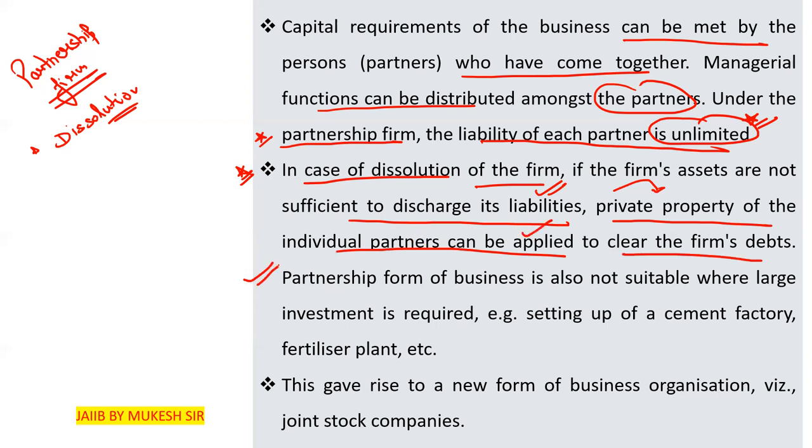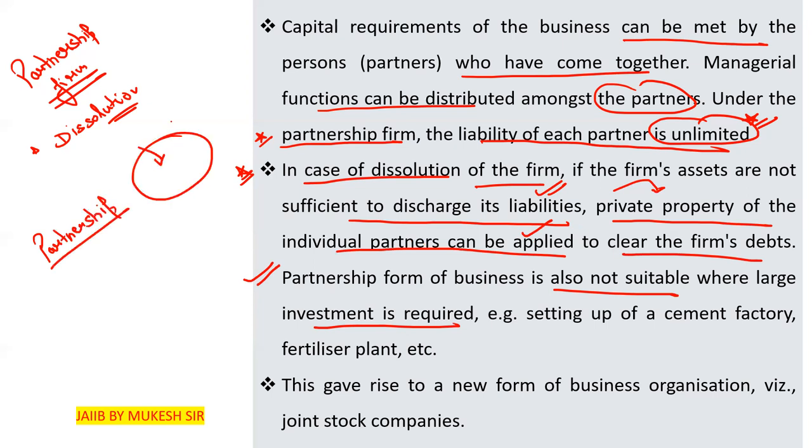So the partnership form of business is also not suitable where large investment is required, clear? Because sometimes it is very difficult for a partnership to contribute that much large capital. So what will constitute now, next one, that is the company.